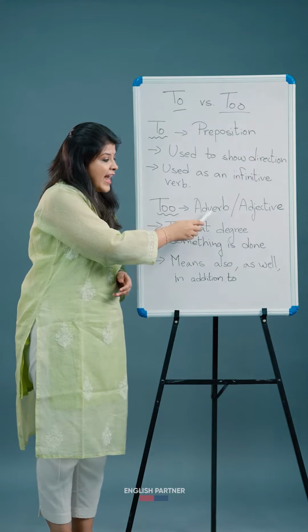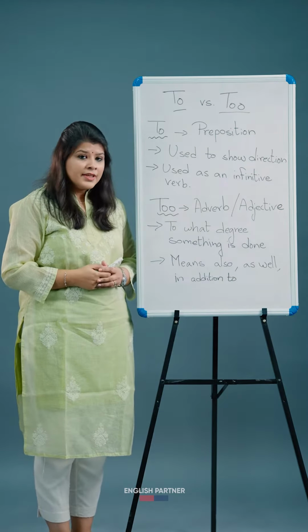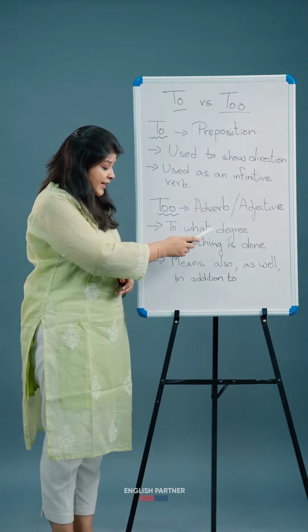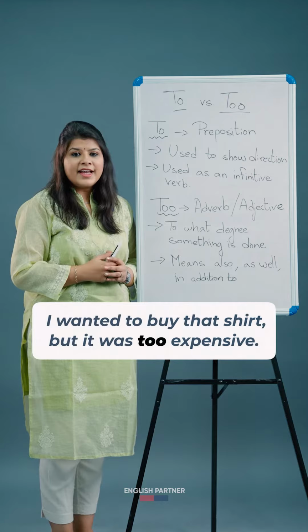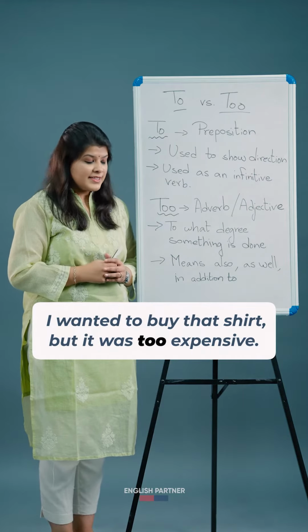Too is an adverb or adjective. It shows to what degree something is done. For example, I wanted to buy that shirt, but it was too expensive.